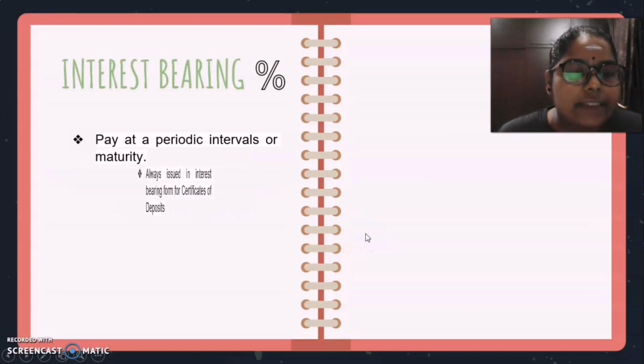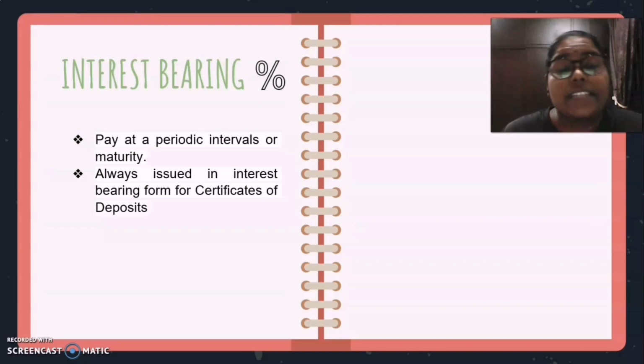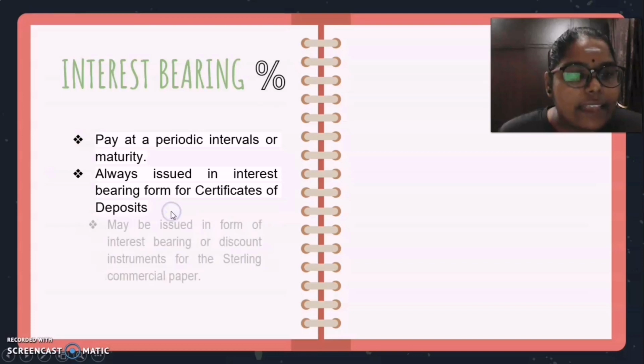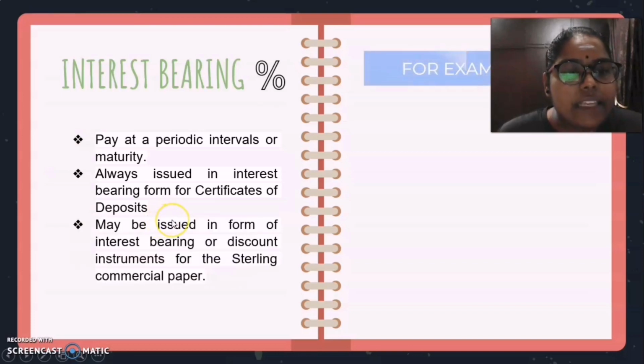Interest bearing is one of the securities that pay interest at a specified rate, either at periodic intervals or at maturity. These instruments are always issued in interest bearing form for certificates of deposit or bill of exchange. Next, instruments that may be issued in either interest bearing form or as discount instruments include sterling commercial paper.